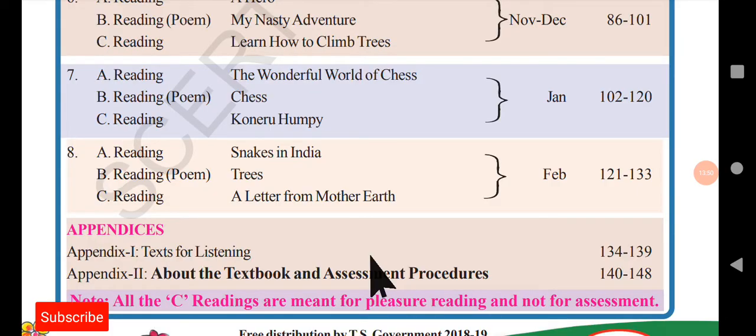Okay children, and also TET-DSC aspirants, gather all the glossary which I taught in the 7th class and keep them in one place. If you just learn that glossary, it is going to help you a lot.